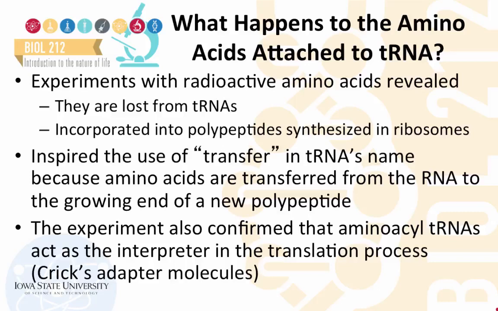Subsequent experiments conducted with radioactive amino acids revealed that they are actually lost from those molecules called tRNAs and incorporated into polypeptides synthesized within ribosomes. This inspired the use of the term transfer to refer to these RNA molecules because amino acids are transferred from RNA to the growing end of a new polypeptide. These experiments also confirmed that amino acyl tRNAs, meaning tRNAs that carry an amino acid, act as interpreter molecules in the translation process. These were Crick's adapter molecules.